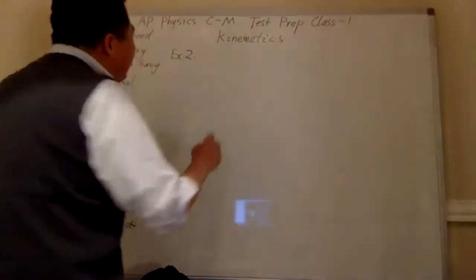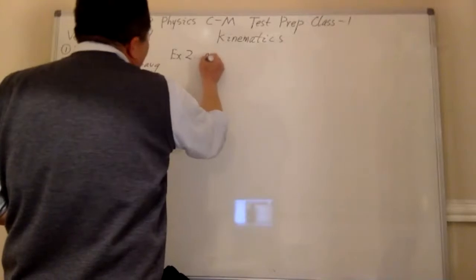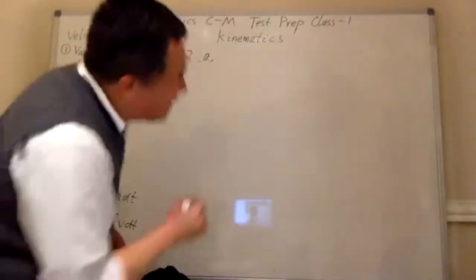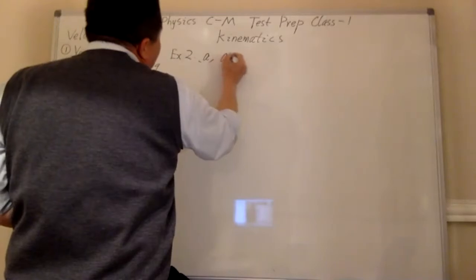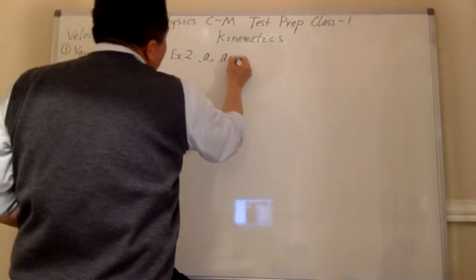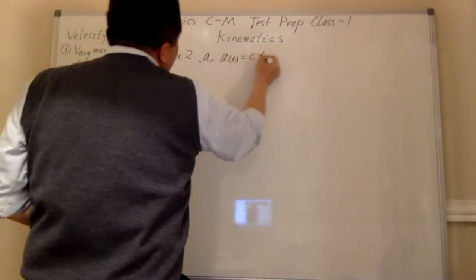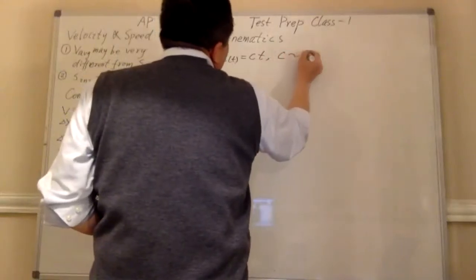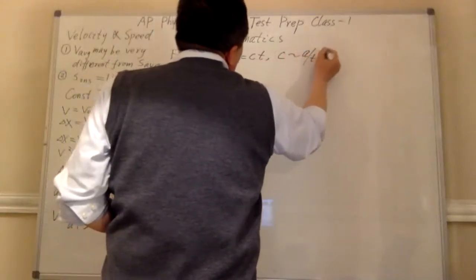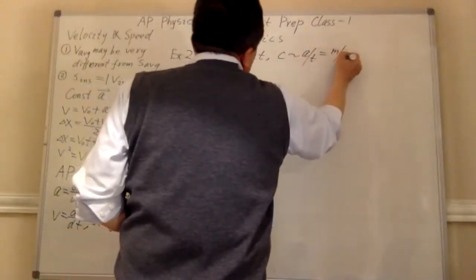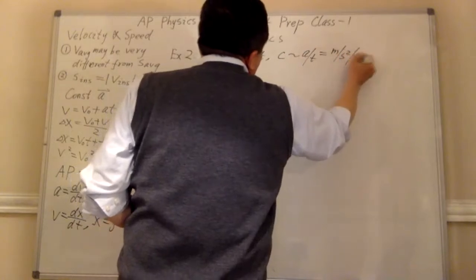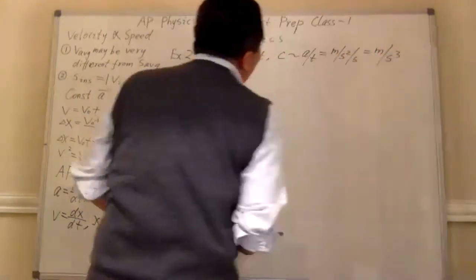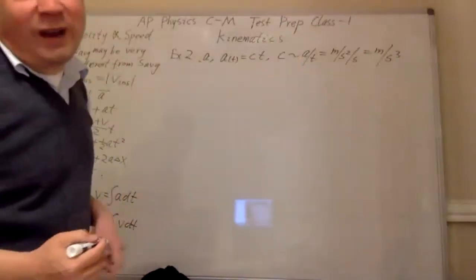Sorry, I mixed up the number. We said a equal to ct, which depends on the time t. Then the unit of c equals a over t. a is meter per second squared, then divided by seconds, equal to meter per second cubed. That's it.